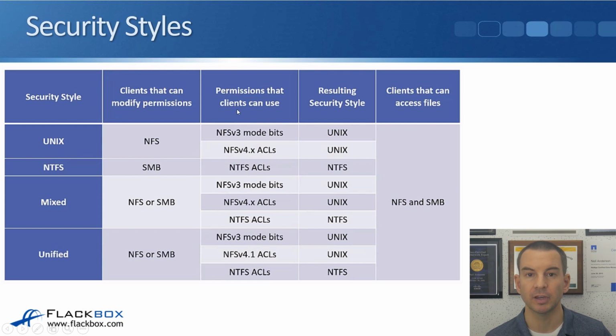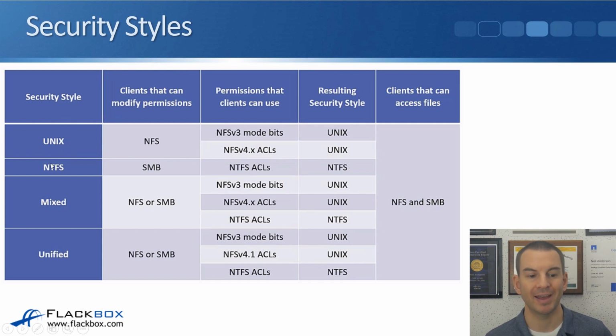The permissions that the clients can set on those files and folders are going to be NFS version 3 mode bits, or if it is an NFS version 4 volume, then you can use NFS version 4 ACLs. So if the volume only supports NFS version 3, it's always going to be NFS version 3 mode bits. If the volume supports NFS version 4, you can use either NFS version 3 mode bits or NFS version 4 ACLs. And the resulting security style on a volume which has the Unix security style set on it is, of course, always going to be Unix.